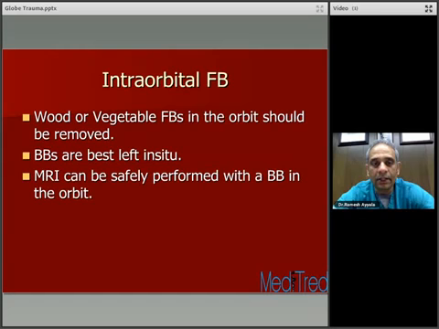Intraorbital foreign body: wood or vegetable foreign bodies in the orbit should be removed. If it's a BB gun injury, it's best left without disturbance. MRI can be safely performed with a BB gun injury in the orbit.